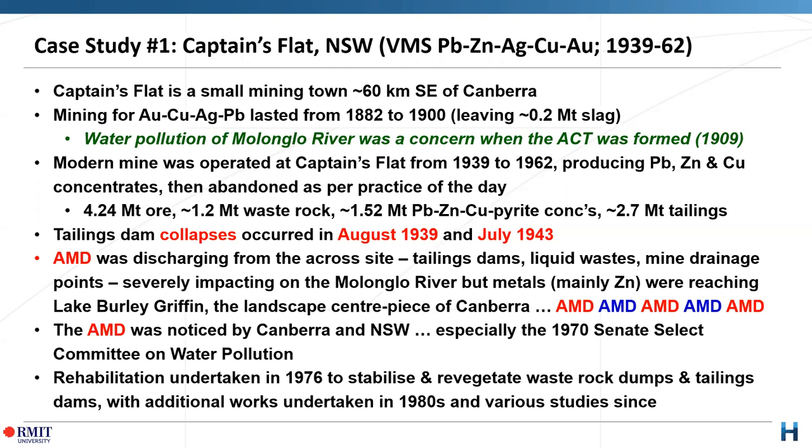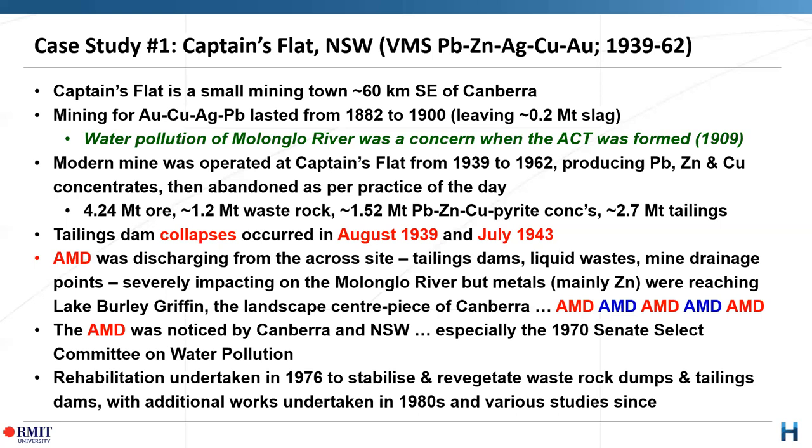There were some small tailings dam collapses in the early years of the modern mine at Captain's Flat. That certainly got attention. But the bigger problem was really this long-term constant discharge of acid and mine drainage into the Molonglo River. And that was both from the tailings dam accidents, but also the direct discharge of liquid waste from the process plant or the mill, as well as all the mine drainage points. Being in the hill, there were some drainage pipes drilled to drain the underground mine so the mine could keep operating and get rid of the groundwater, so to speak. And so that was causing very significant impacts on the Molonglo River.